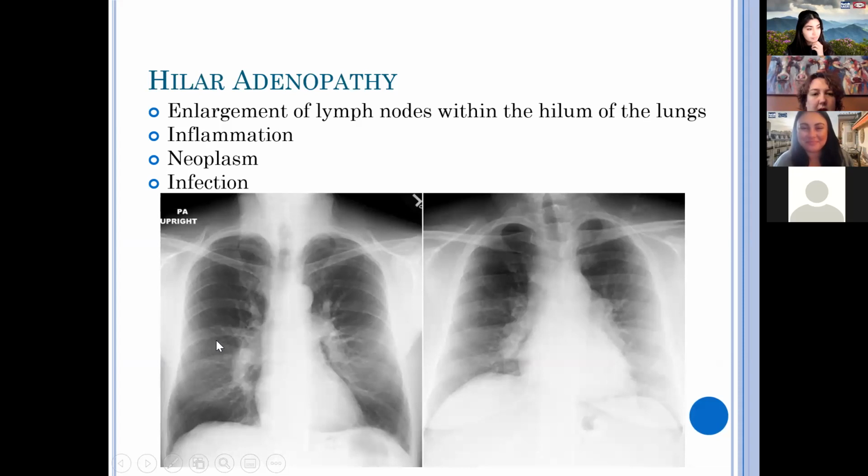Hilar adenopathy, so increased lymph nodes, have this appearance here. There's some increased structures here and over here. We can see this with infection. We can see this with cancer. We can see this with sarcoidosis.